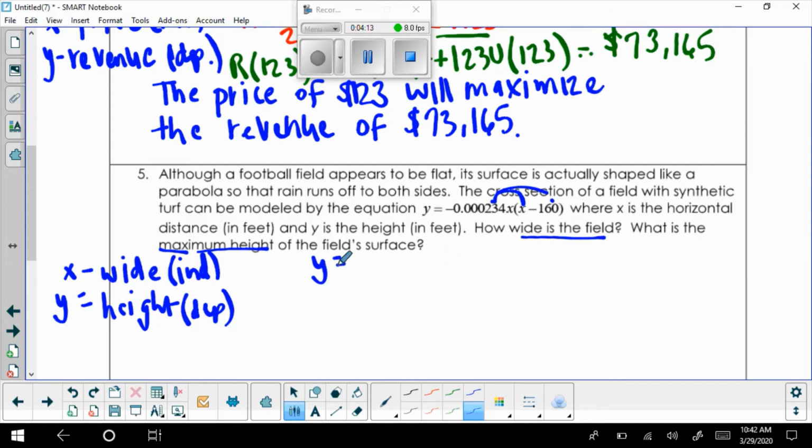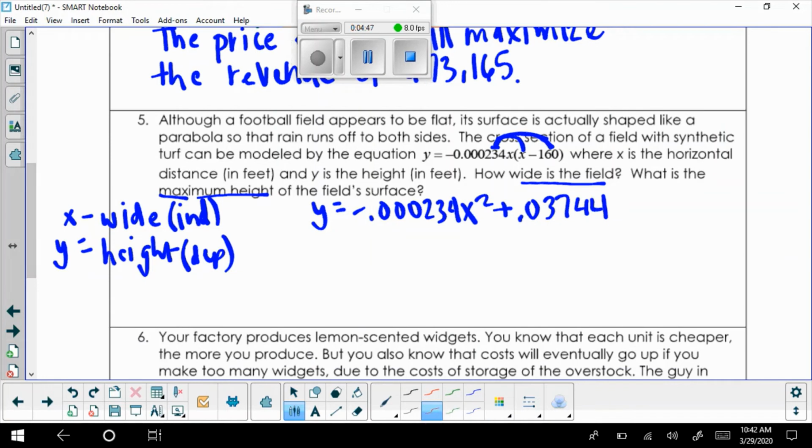So y equals negative 0.000234 x squared. And then we need to distribute and multiply it by negative 160. So get your calculator, negative 0.000234 times negative 160. So that becomes plus 0.03744. Now I have it in the form of a quadratic, and I need to find my vertex in the form x comma y. So it's in standard form.